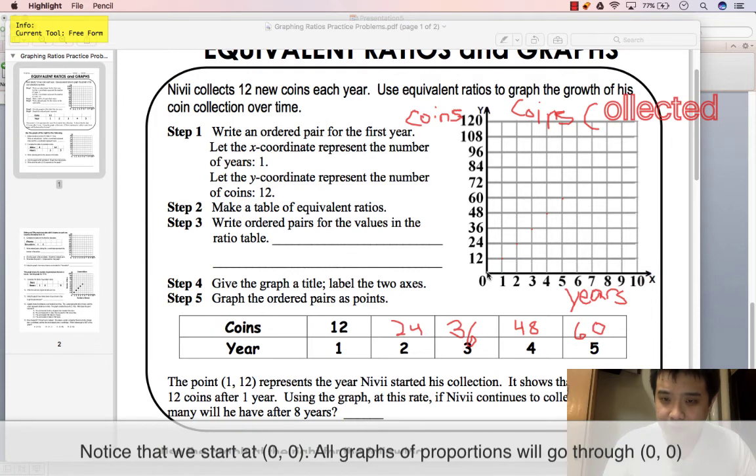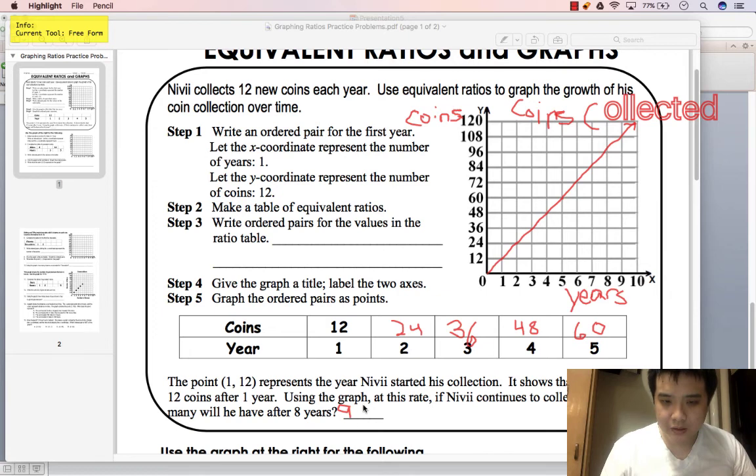So what we need to do is make a line that connects all of these points. And we know it's going to continue like this. All the way over. And just like we did in the last chapter, we're going to go to the 8th year, look up, and then look over. He should have 96 coins.